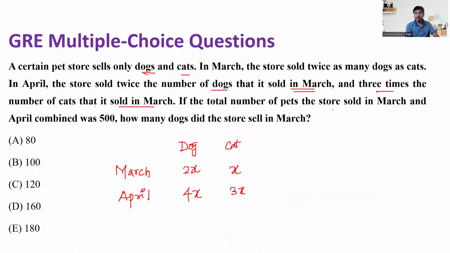If the total number of pets the store sold in March and April is combined as 500, so you have to add up all this. So addition of all this. If you add all this number, what you will get?